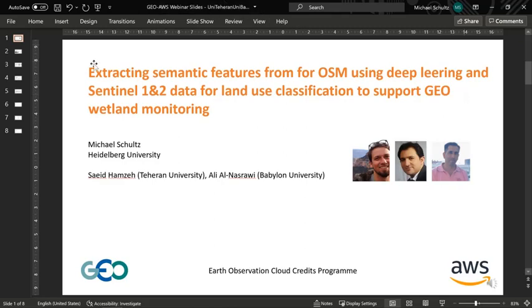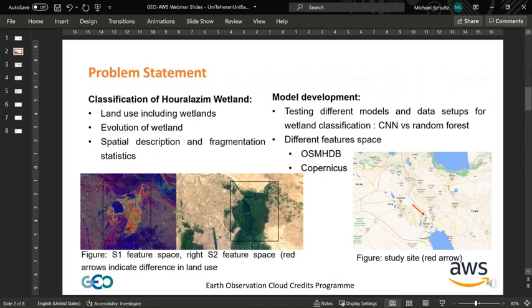So in essence, our problem revolves around, as I mentioned, land use and land cover classification, and we are particularly interested in compositions of land use and land cover revolving around wetlands. Our study site, shown on the right-hand side with the red arrow, is directly at the border of Iran and Iraq, which is a small wetland, the Hura Lazim wetland. If you zoom in on Google, you can see it very well. Or on the left-hand side is better.